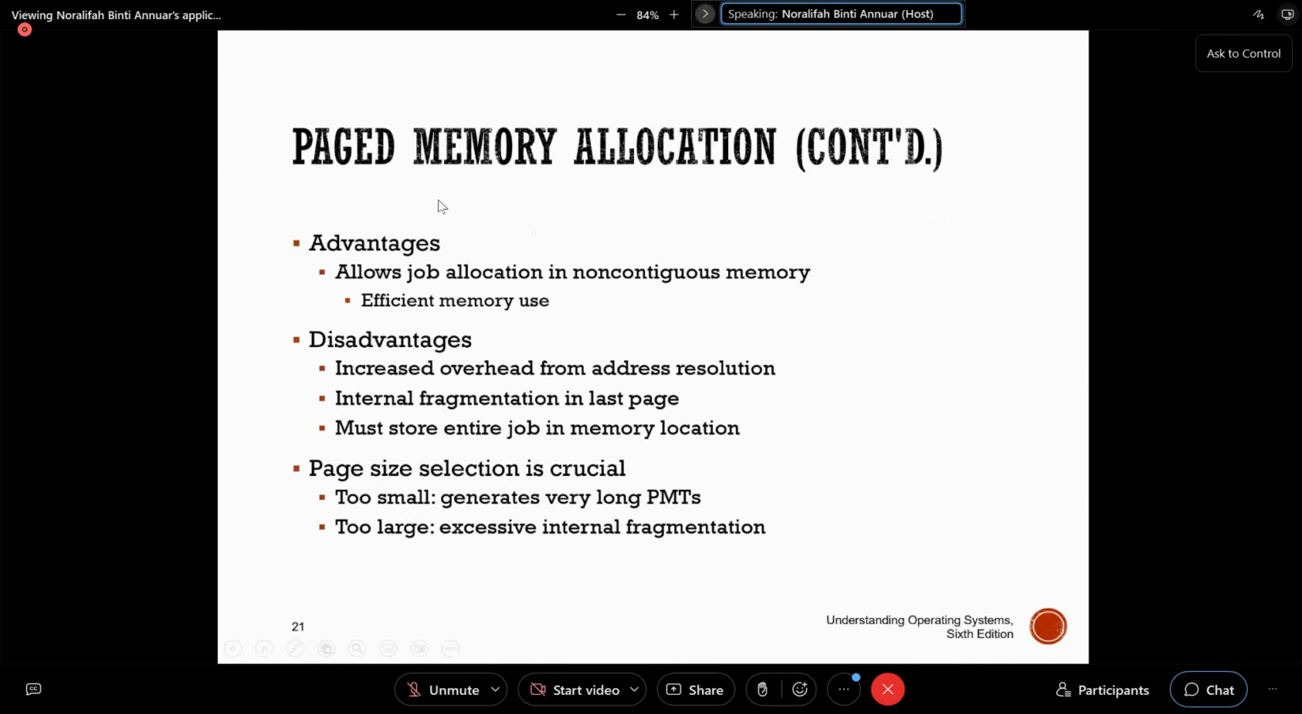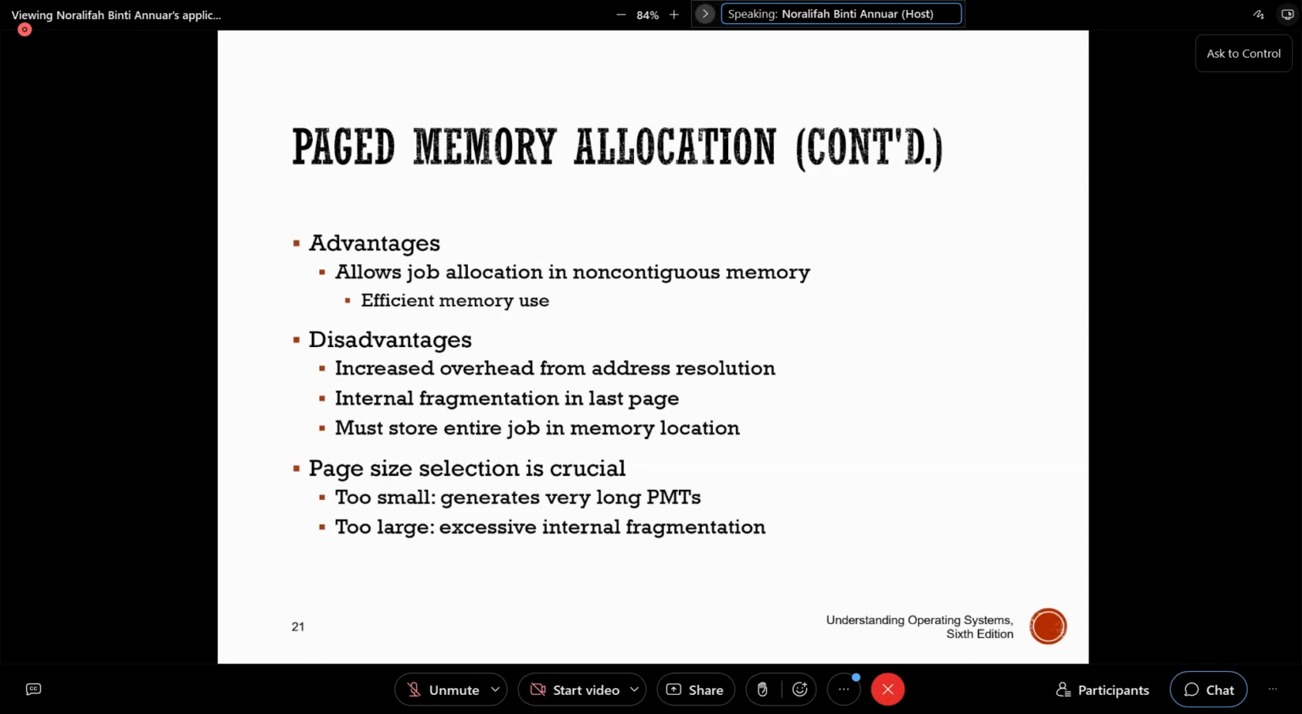What is the advantage and disadvantage? I think I already discussed this with you guys. Of course, it's efficient because you break them down into a number of smaller pages, so it can be allocated non-contiguous in memory. Maksudnya everywhere inside the memory. They don't have to be in one block or next to each other, as long as there's a vacant space, a free space, so that it can be loaded.